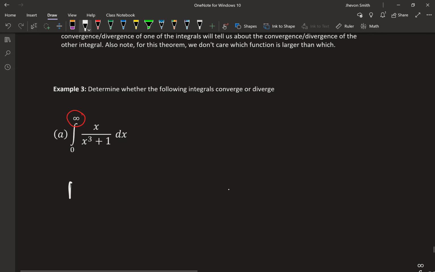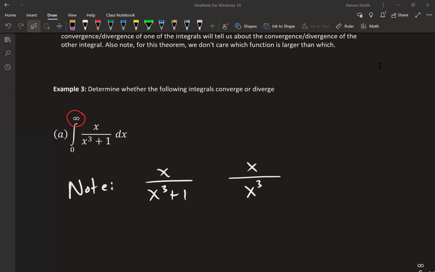Here's something, note. Let's say I had x over x cubed plus 1, and I did something like, you know what? Let's get rid of the 1 in the denominator. Now, when I do that, what did I actually accomplish here? Is the new guy bigger or smaller? The new guy's bigger because the denominator is smaller, right?